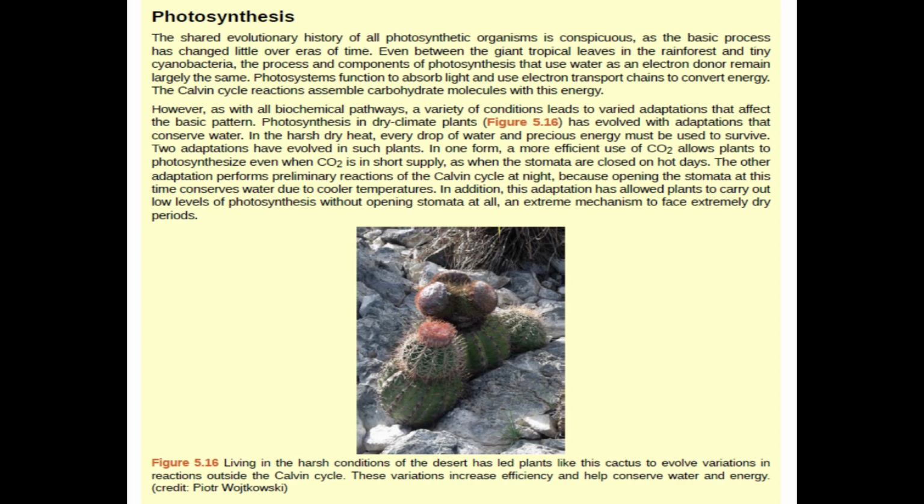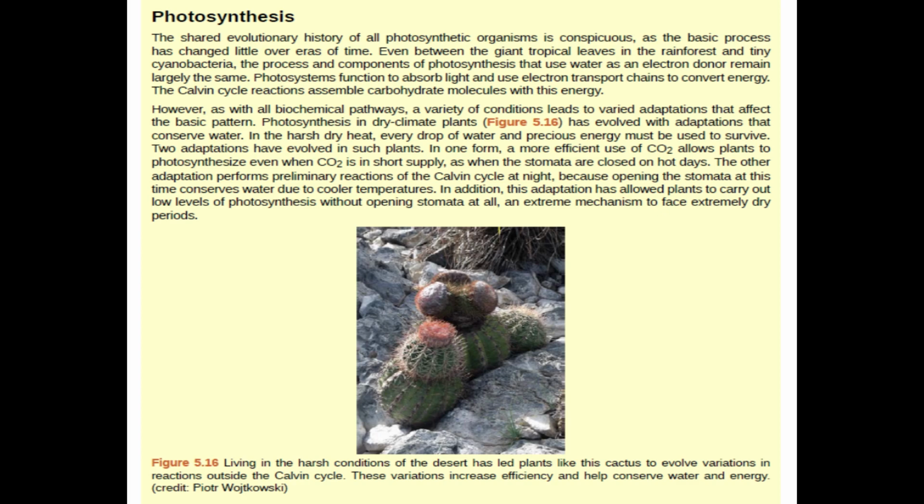In one form, a more efficient use of carbon dioxide allows plants to photosynthesize even when carbon dioxide is in short supply, as when the stomata are closed on hot days. The other adaptation performs preliminary reactions of the Calvin cycle at night because opening the stomata at this time conserves water due to cooler temperatures. In addition, this adaptation has allowed plants to carry out low levels of photosynthesis without opening stomata at all, an extreme mechanism to face extremely dry periods.